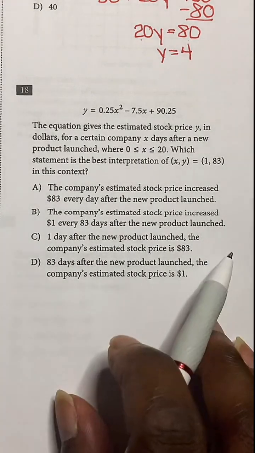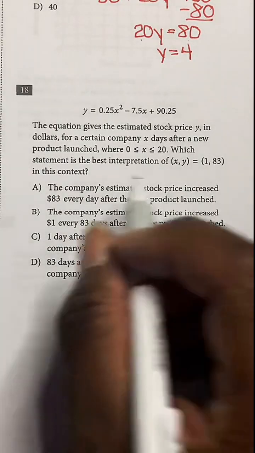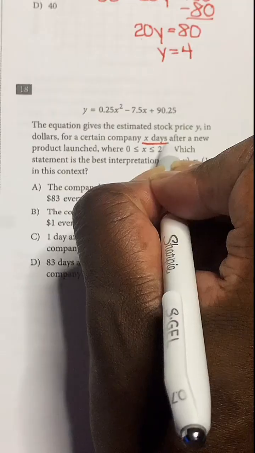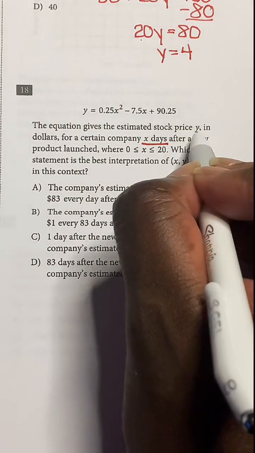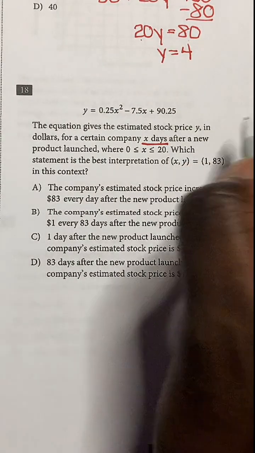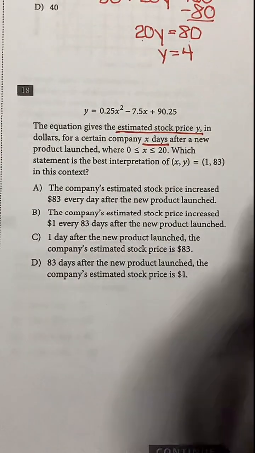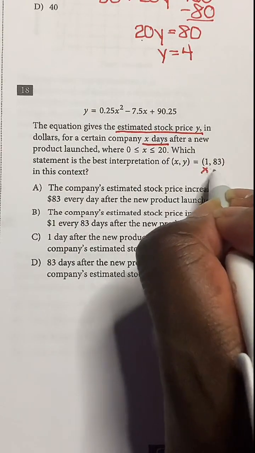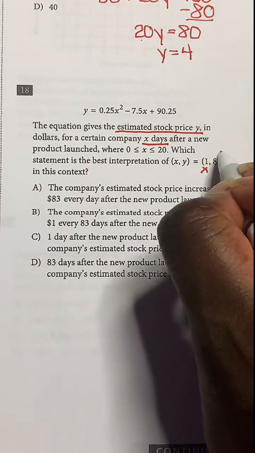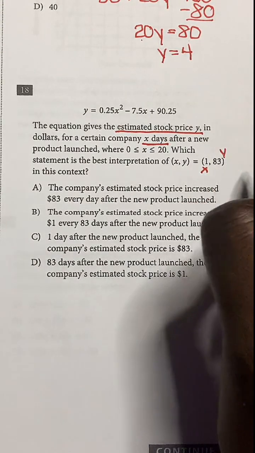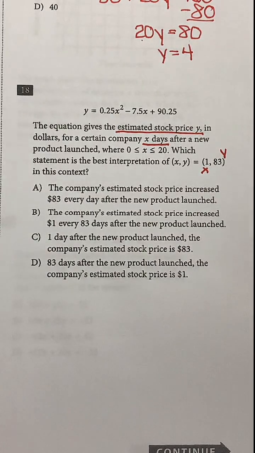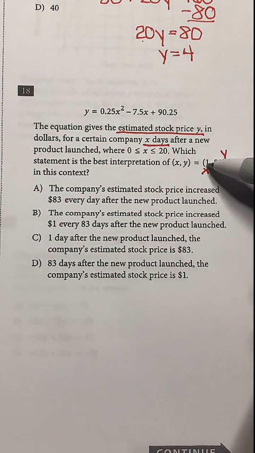So they're telling us the stock price. First of all, they're telling us that X is representing the days and Y is representing the dollars, the estimated stock price. So this is going to be my X, that's my 1. The 83 is my Y, just like a regular ordered pair. So that means this is 1 day, and this is $83.